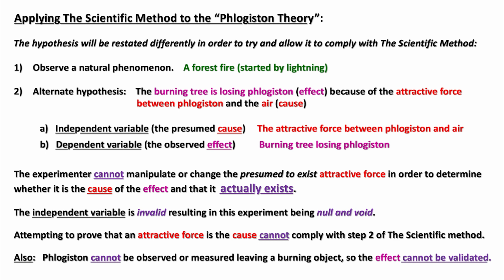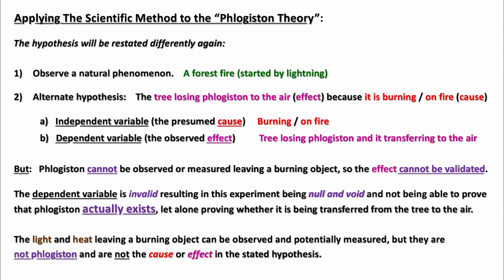The experimenter cannot manipulate or change the presumed-to-exist attractive force in order to determine whether it is the cause of the effect and that it actually exists. The independent variable is invalid, resulting in this experiment being null and void. Attempting to prove that an attractive force is the cause cannot comply with step 2 of the scientific method. Also, phlogiston cannot be observed or measured leaving a burning object, so the effect cannot be validated.